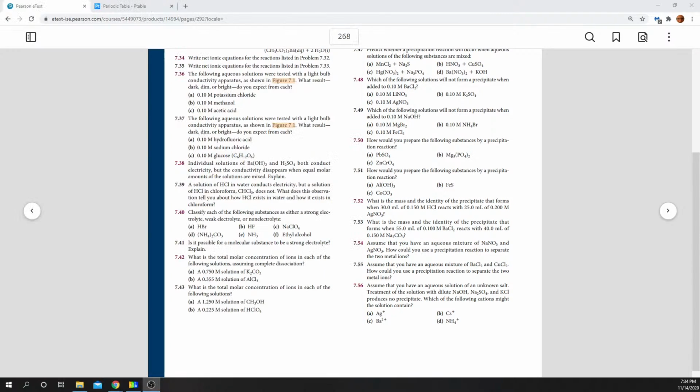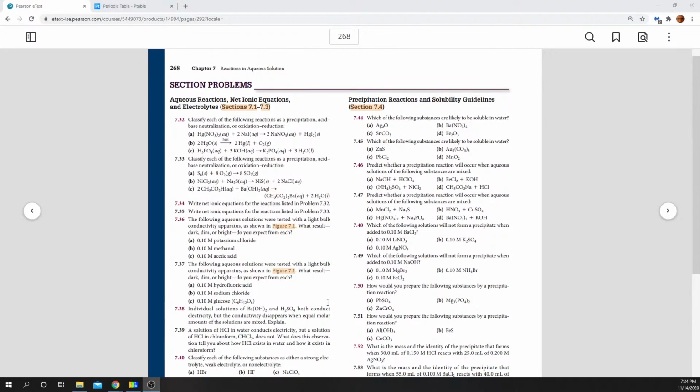All right, next up. Which of the following substances are likely to be soluble in water? Silver oxide is not. That's a weird one, but silver oxide is not going to be soluble. Barium nitrate will be soluble, tin 2 carbonate will not, Fe2O3 will not.